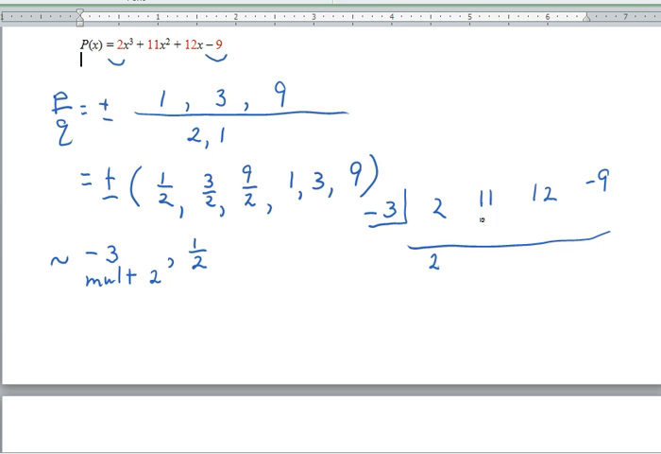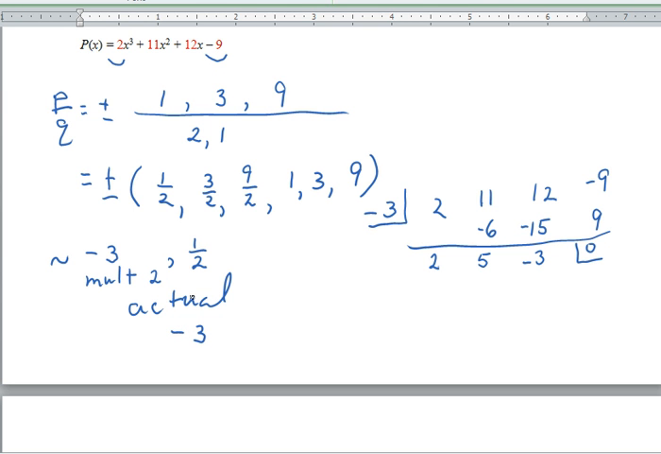2 times negative 3 is negative 6. Add 11 is 5. 5 times negative 3 is negative 15. Add 12 is negative 3. Negative 3 times negative 3 is 9, giving us a remainder of 0. So we have confirmed that negative 3 is actually a 0.